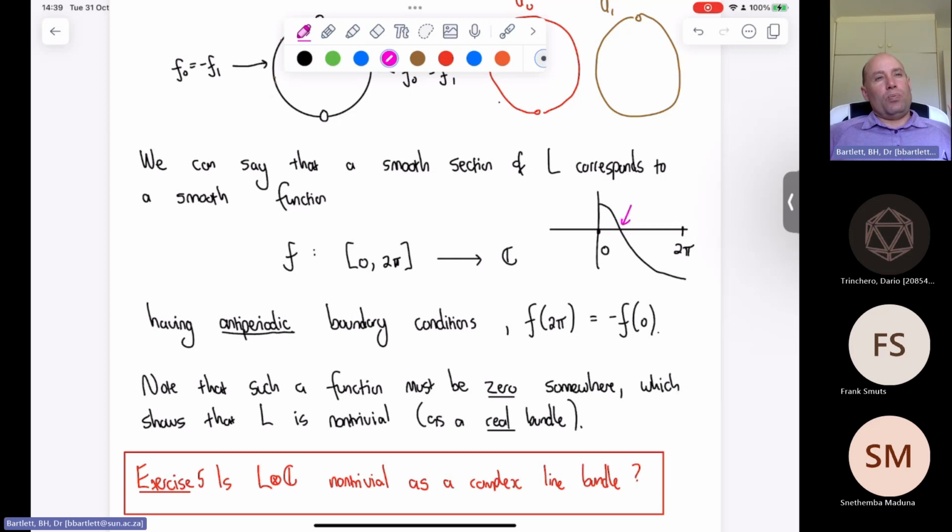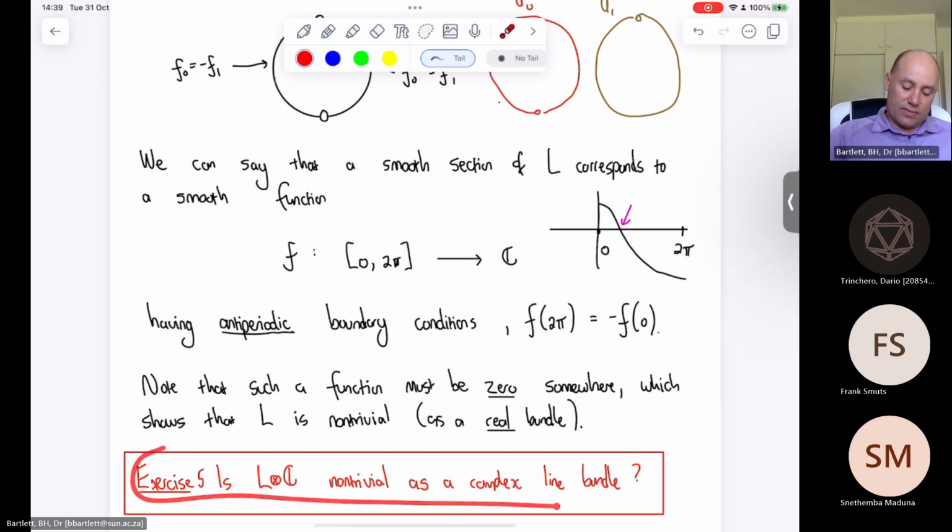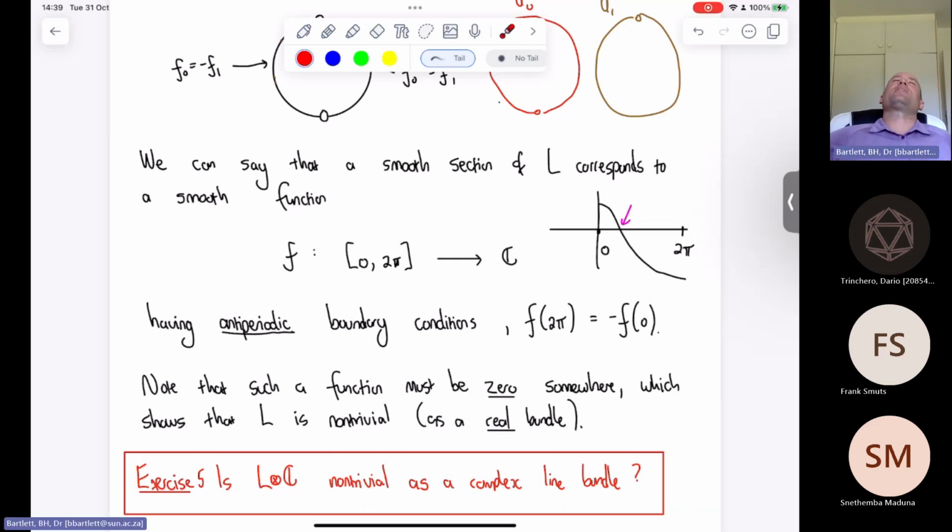Now the question is, when I tensor this line bundle with the complex numbers, is that still going to be the case? As a complex line bundle, will this be a non-trivial line bundle? L is definitely non-trivial as a real line bundle over S1. Will L tensor C be non-trivial as a complex line bundle over S1? Okay.